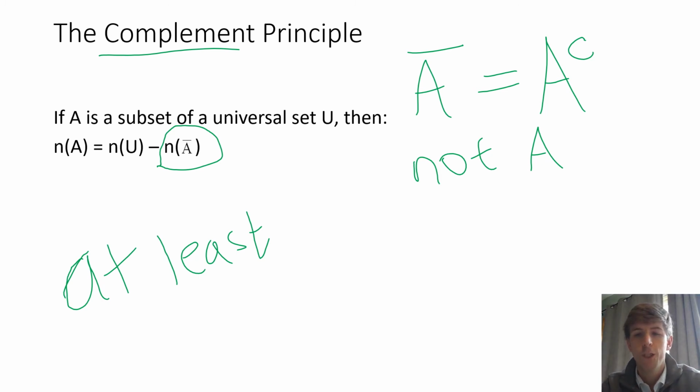Okay, so if you see those words at least, it's probably going to be a good cue to use this complement principle, because it's going to probably be pretty easy to figure out the number that are in not A, and then you can work backwards to figure out the number that are in A. Remember, these n's just mean the number. So the number in set A equals the number in the universal set, that's just our total, minus the number that are in A complement.